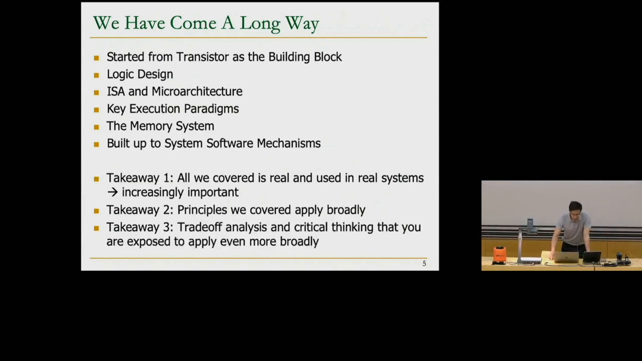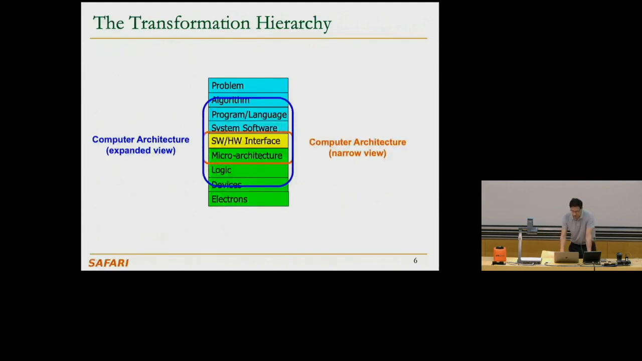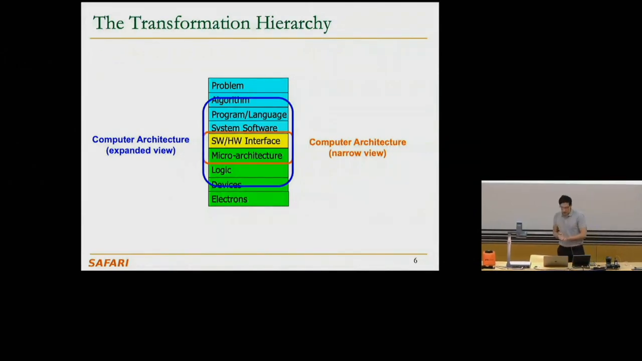And third takeaway, again, trade-off analysis and critical thinking. And hopefully this is already clear. This is the entire view of the transformation hierarchy that is the central part of this course. The narrow view, what we have in the middle, is the hardware-software interface, which essentially is the ISA and the microarchitecture, but the expanded view of computer architecture is much wider, spanning from the device and the logic to the algorithm and the programming languages.